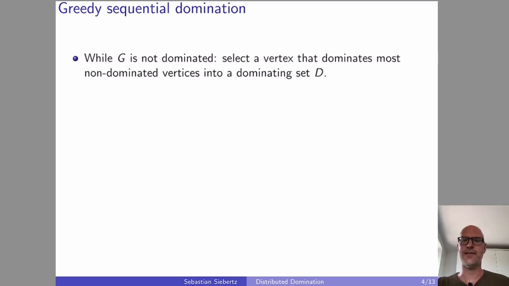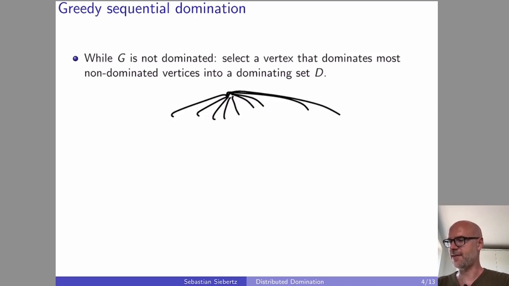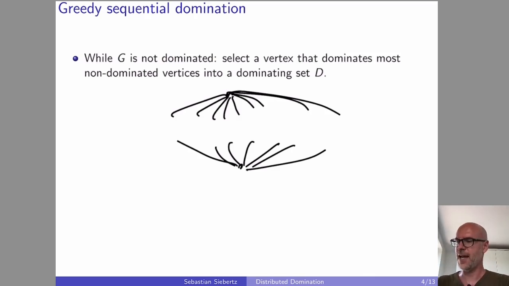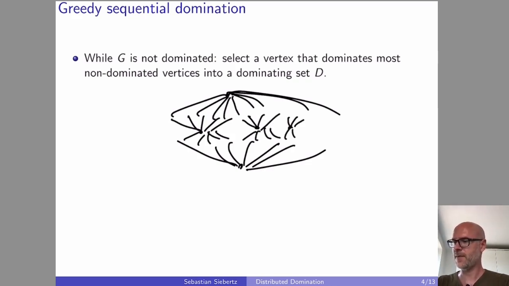This works as follows. As long as the graph is not dominated, we select a vertex into the dominating set that dominates the most non-dominated vertices. So let's look at the following graph. We have a dominating set of size 2. We have 2 vertices dominating a lot, and then we have further vertices in the middle here. And I choose these vertices. They are also dominated by these.